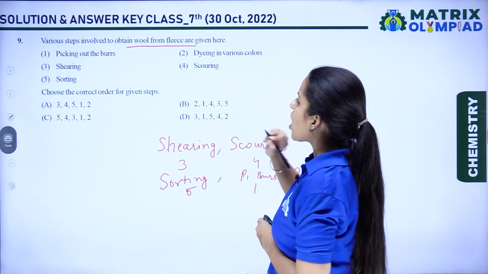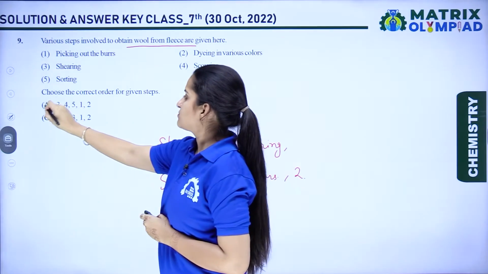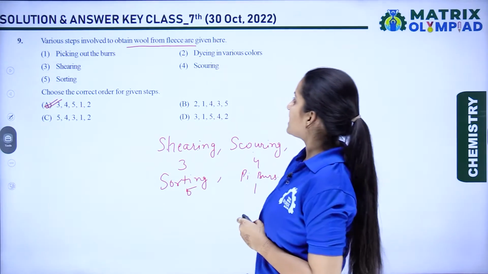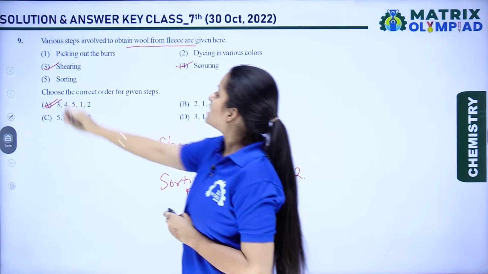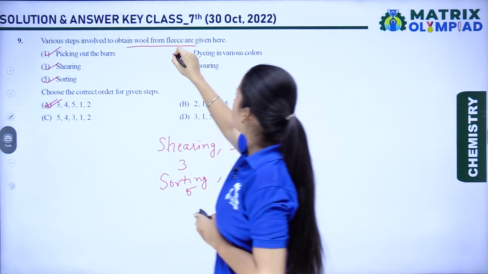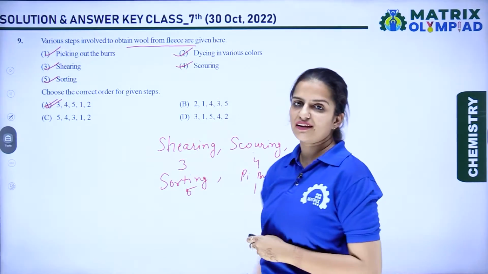So here option A is correct. First of all shearing, then scoring, then sorting, picking out the burrs, then dyeing. So option A is correct here.